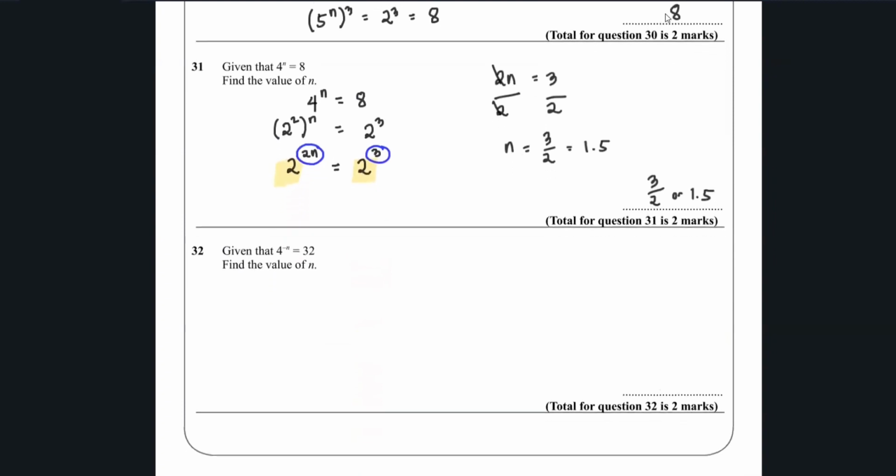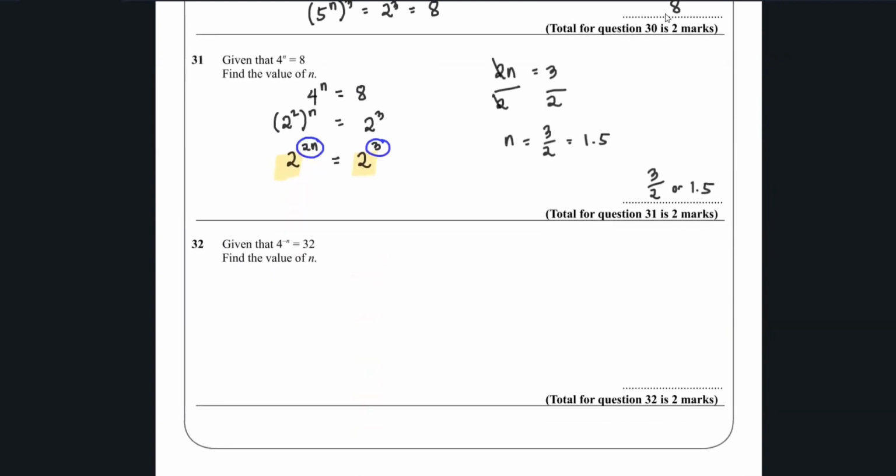I'll go down to the last question. Moving forward to the last one, I bet you can try it on your own. I'm still going to show you how it's being done. So that's 4 to the power of minus n and 32. Now, again, we need to find the common base for these two numbers, 4 and 32.